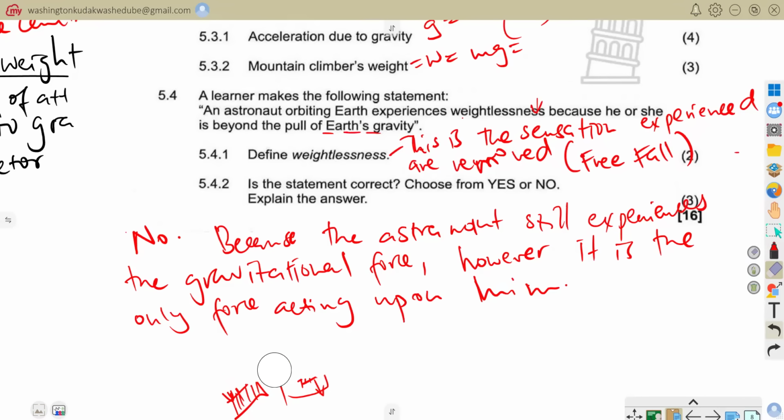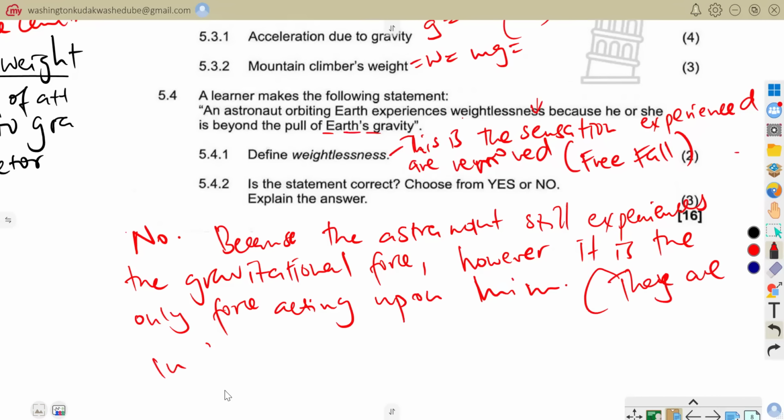That is what is happening to the astronauts. They are experiencing gravitational pull only. There is no reaction force whatsoever. That's why we won't be able to determine their weight. So we can say their weight is equal to zero because there is no reaction force that will give us this weight. So we can simply say that they are in free fall. That's the reason why we say they are weightless.